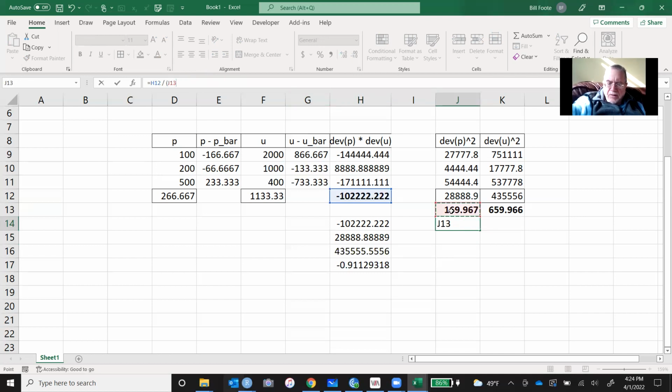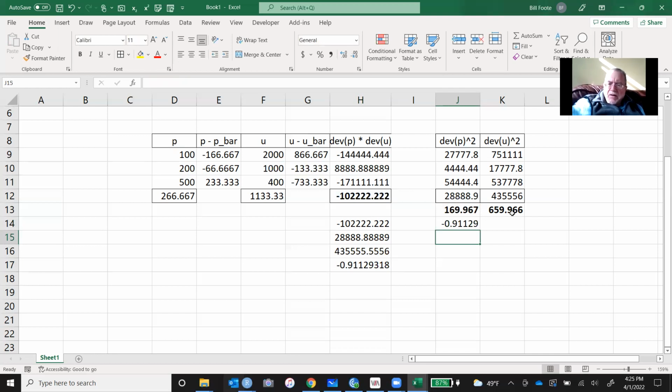So I need this number times this number. We're going to need to put those in parentheses so there's no confusion about the order of arithmetic operations. We get exactly the same number. I just wanted to show you that Excel is working as it should. We looked under the hood, came up with prices and units, deviations, and computed a whole bunch of things.